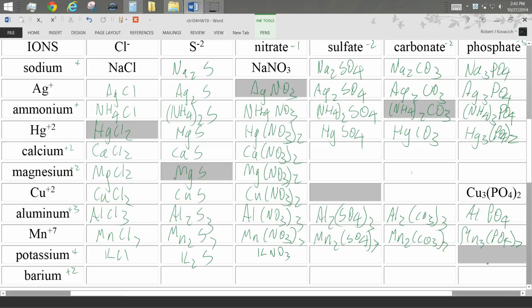The potassium is just going to continue to look exactly like the sodium, silver, ammonium lines, and the barium is going to look just like the mercury 2, calcium, magnesium, and copper 2 lines.